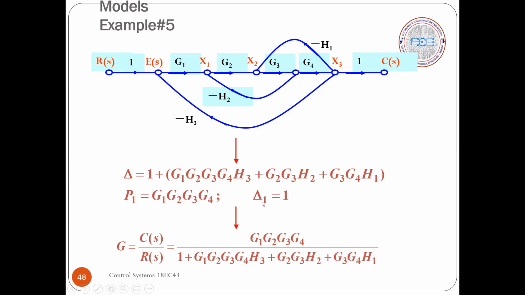And how to compute delta 1? To compute delta 1, you have to remove the first forward path in the graph. If you remove the first forward path, you will be left with nothing. When you don't have anything left in the graph, you don't have any loops existing. Since no loop exists, the delta definition becomes 1, only 1. So we have delta 1 equal to 1. Then you substitute in Mason's gain formula, that is P1 delta 1 divided by delta that we have here. So this is the transfer function of the given block diagram.